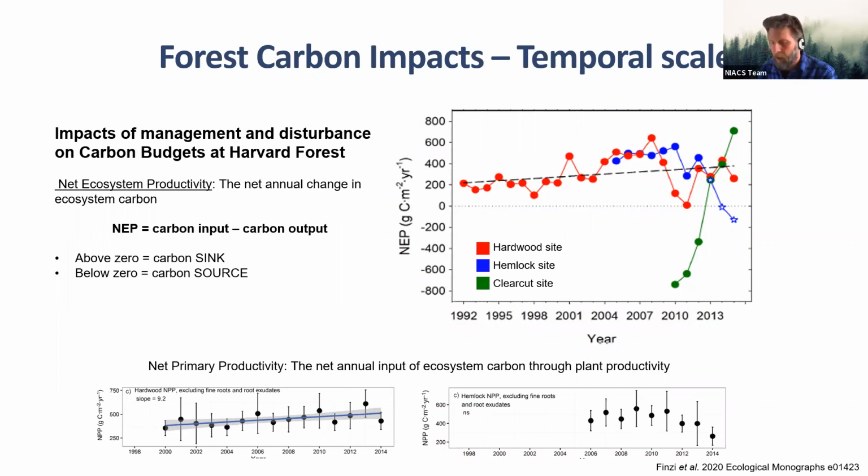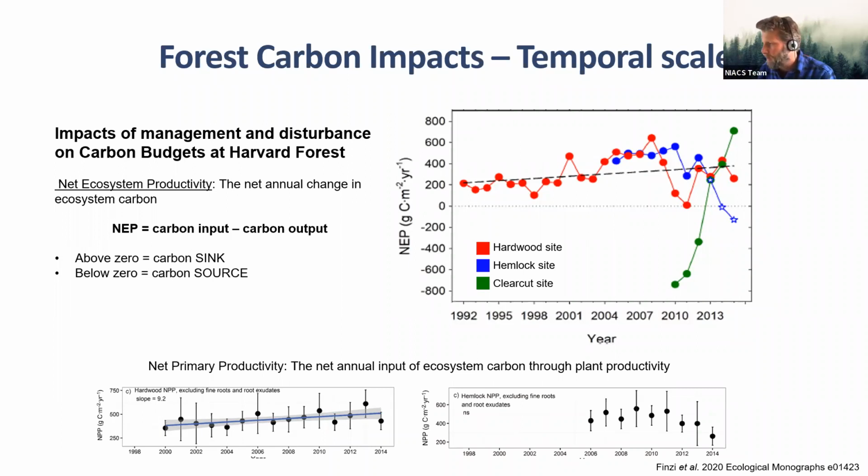If we look at the blue line, that's a hemlock site. And that hemlock site was tracking that same line until around 2010, when hemlock woolly adelgid became established in that stand. And look what happens after that. It bounces up and then it just tanks.